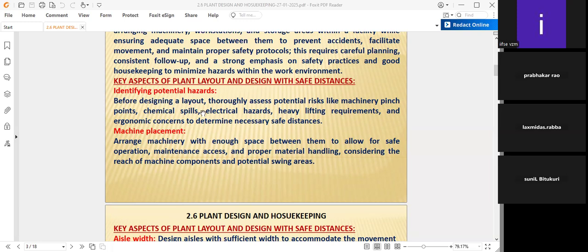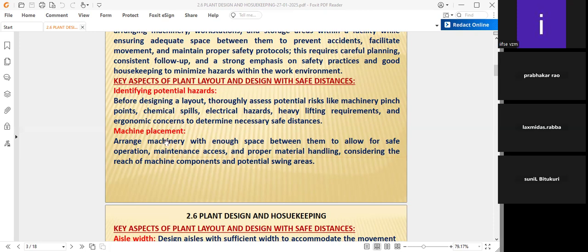Electrical hazards also will be taken care of: the cable laying, cable lines, cable trench, and pipelines. These things also will be taken care of while designing the plant layout, to see how much the hazards will be reduced. Heavy lifting equipment and ergonomic concerns, to determine the necessary safe distance, also will be considered during the plant layout design.